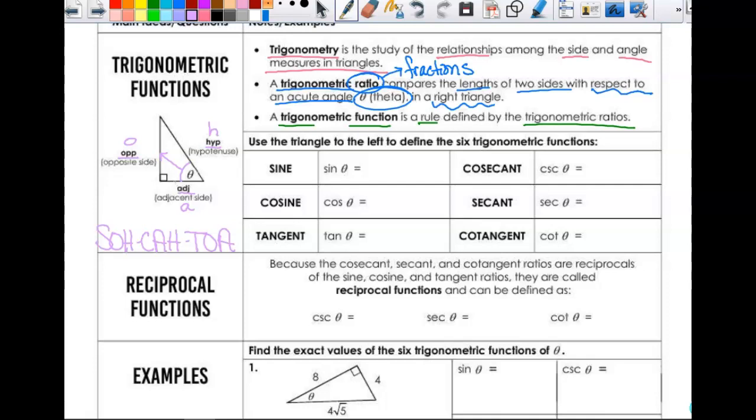Then when we move on to the functions here and the ratios, you have the actual names: sine, cosine, tangent, cosecant, secant, cotangent, and then the abbreviations. Sine, cosine, tangent. It is not sin, cos, and tan. Because what would this be? Cosec and sec and cot?